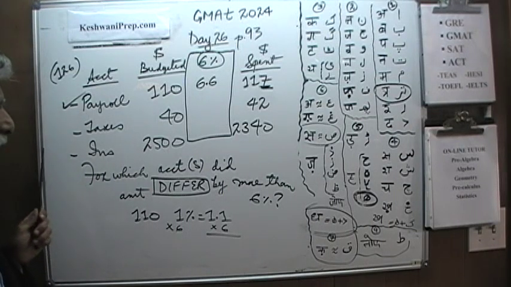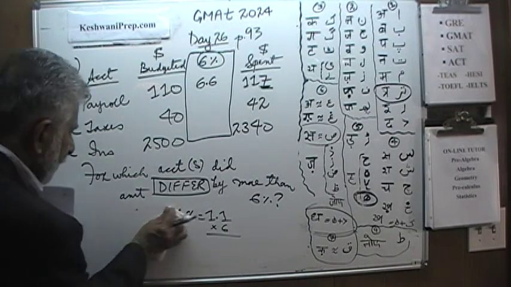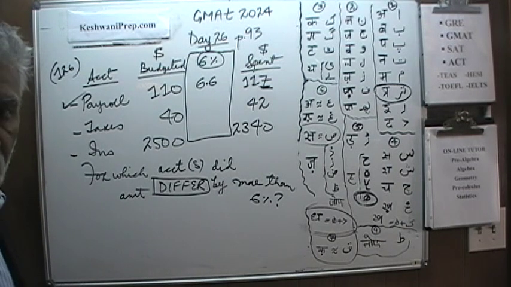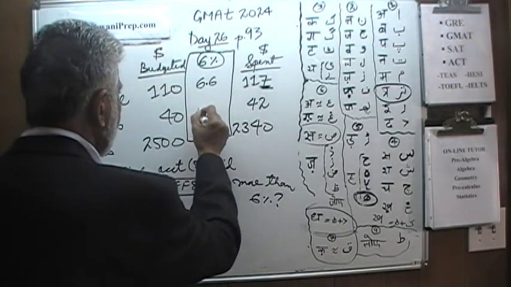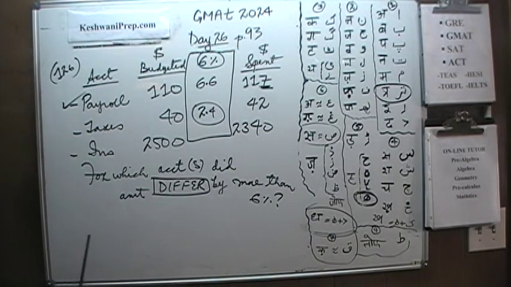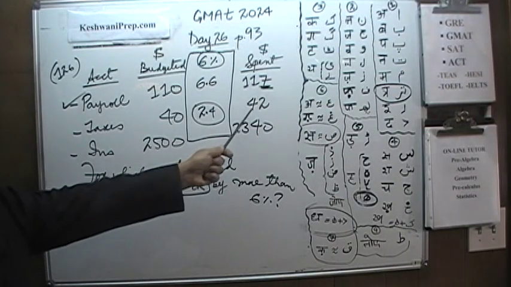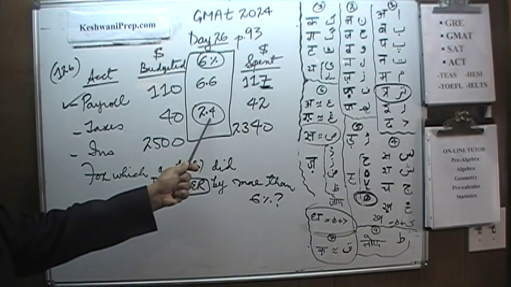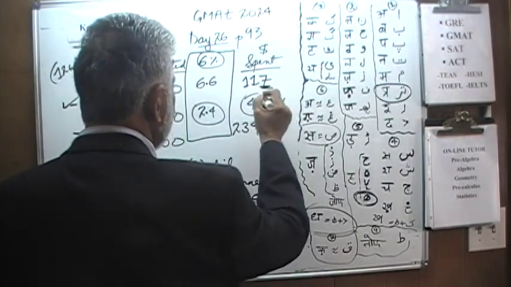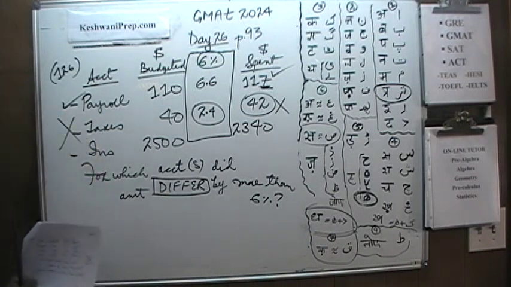I erased the answer choice here, but now you know that any answer that doesn't have payroll would not work. Let's do the next one here. Same thing, 6% of 40. Just do 6 times 4. 6 times 4 is 24, which means 6% is 2.4. 6% of 40 is 2.4. And we only went up by 2. It should have gone up by at least 2.4. It did not. This guy does not work. So the correct answer, whatever it is, cannot have taxes in it.